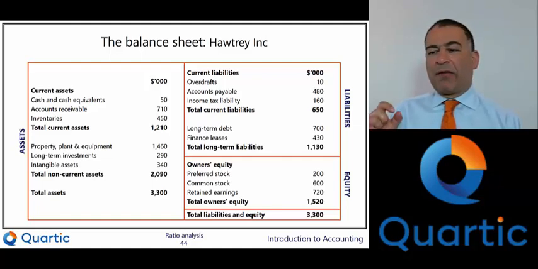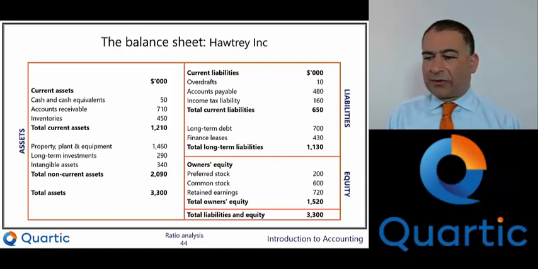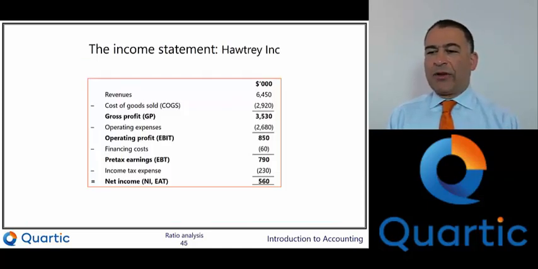A finance lease is, as we defined it very briefly earlier, where you're using an asset and agreeing to pay over many years for it. It's a long-term commitment, so it's a long-term liability. And then that's made up by equity. You've got some preferred and common stock and some retained earnings. And it all balances: 3,300 assets, 3,300 liabilities and equity. Do please check that you agree with that. Here's the income statement. Revenues just shy of $6.5 million. You've got COGS, operating expenses, a bit of interest, a bit of tax, down to net income of $560,000.